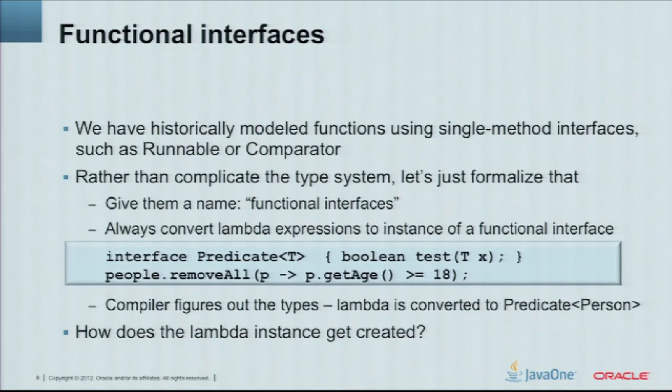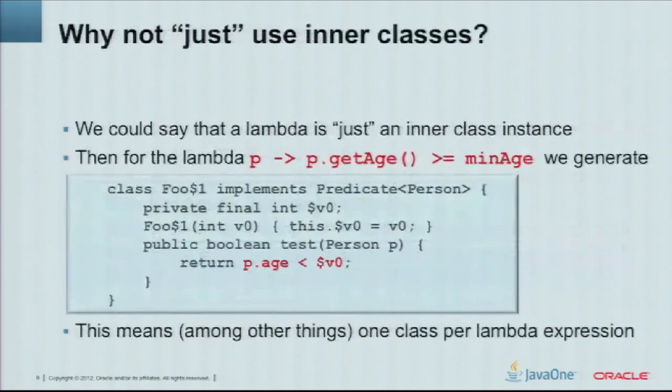But we haven't really answered the question yet, which is, okay, what happens? What code is the compiler going to generate? How do we go from that thing to an instance of Predicate of Person? So there's an obvious answer. Why not just use inner classes? We have inner classes. We understand how they work. We could say that a Lambda is just an inner class.